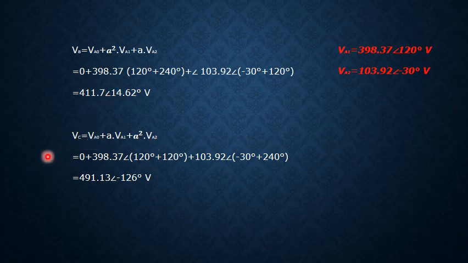Similarly find out Vc. So this is the equation to find out the Vc, right? Now substitute the respective values to get the value of Vc. In this way we are going to convert the given phase voltage in terms of line voltages.